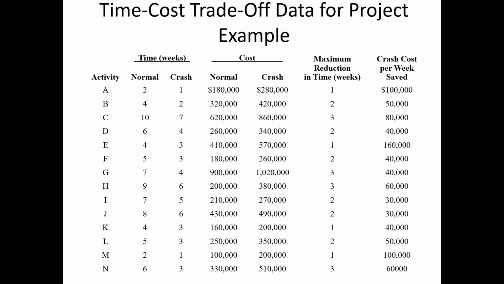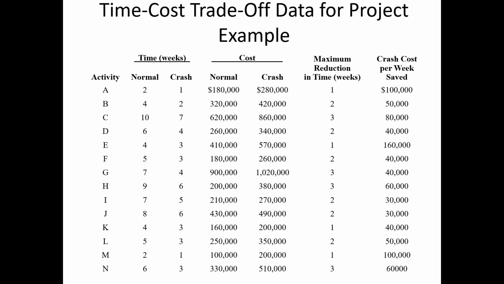F is 40,000. Okay, that's looking the best so far, right? J, 30,000. Ooh, even better than F. I'm liking J here. So J's at 30,000. Let's look at L, 50. Okay, not bad, but still J's better. And N, 60,000. Okay, again, it's okay. But J is definitely our winner.